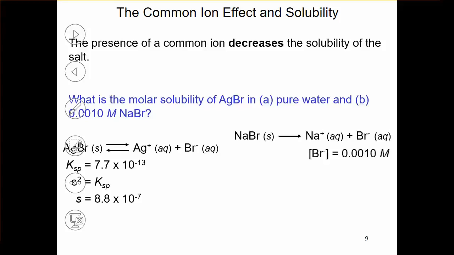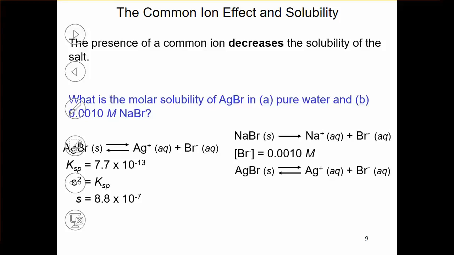Okay, for sodium bromide, this is our equilibrium equation for silver bromide, right? And here, sodium bromide is going to dissociate 100%. We're not really creating that equilibrium, we're not creating that KSP necessarily. So it's going to dissociate 100%, and it's going to deliver 0.0010 molar bromide into the solution.